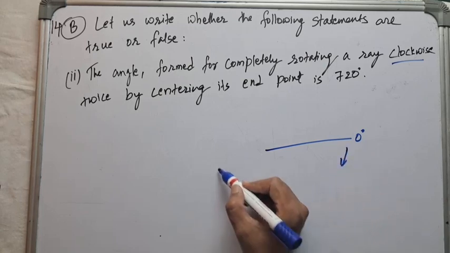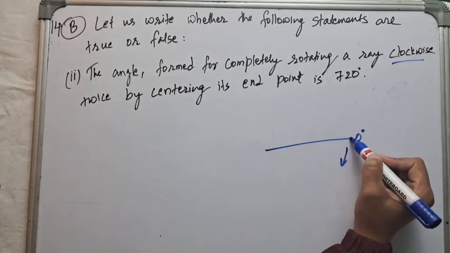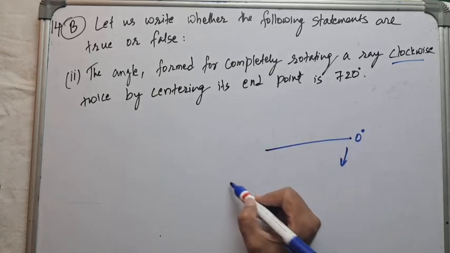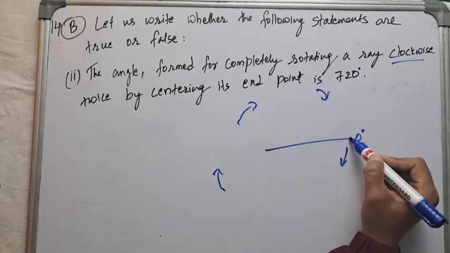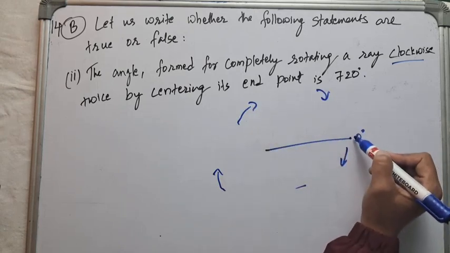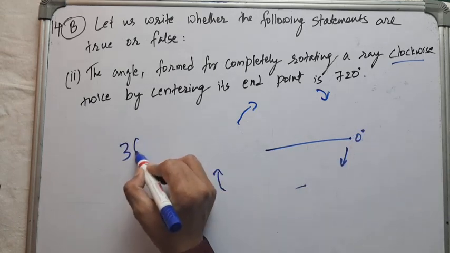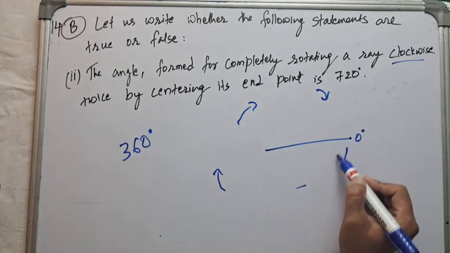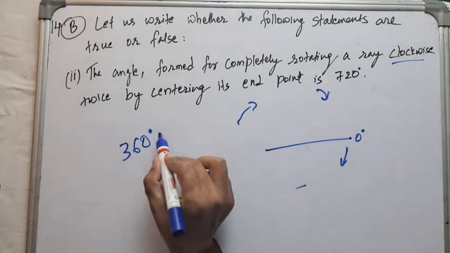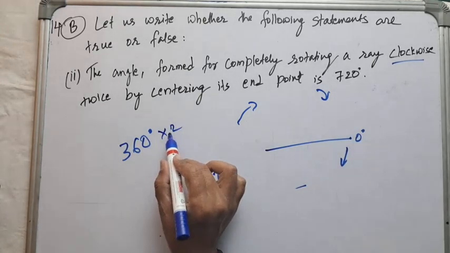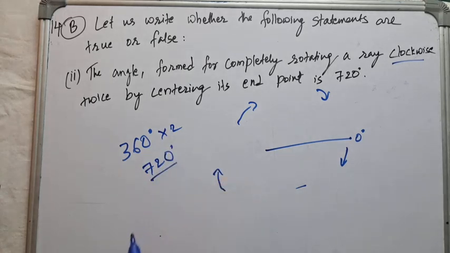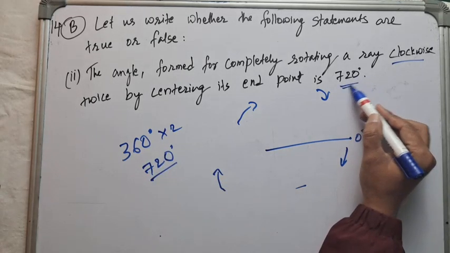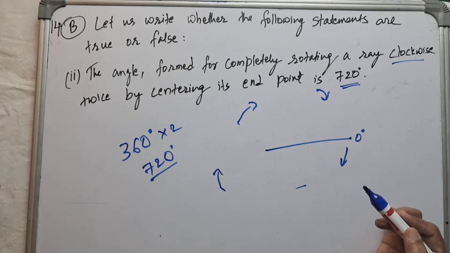Now when the ray completes one rotation and it comes back here, one complete rotation means 360 degree, isn't it? Another complete rotation means 360 into 2. So 2 into 36 is 72. 0 we write here, 720 degree, isn't it? So the magnitude is correct, 720 degree. So this can be true, but this is false, isn't it?